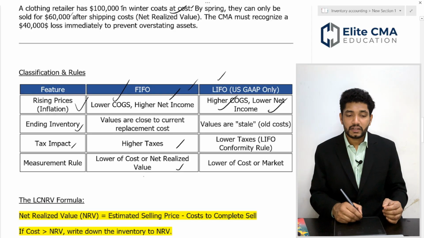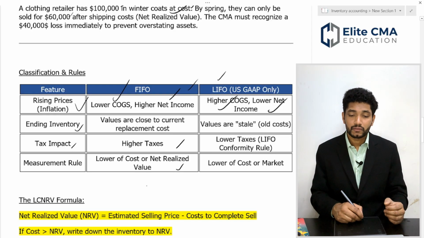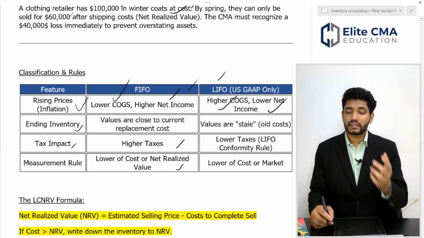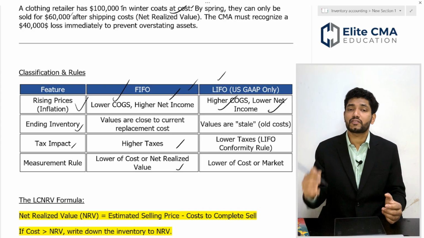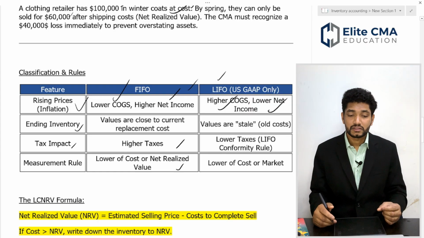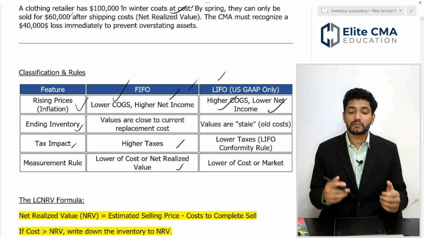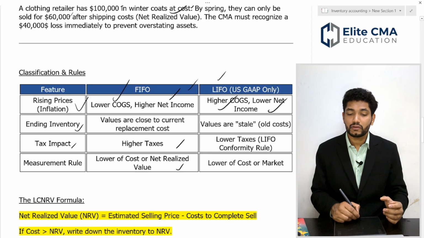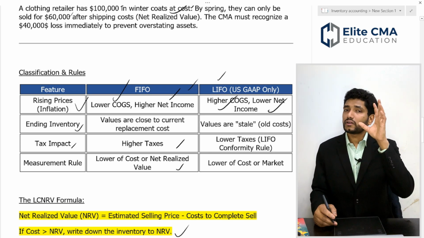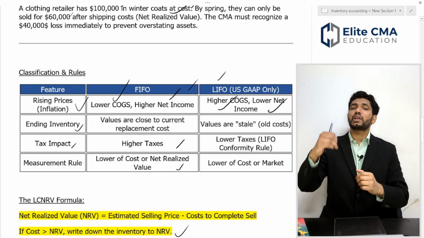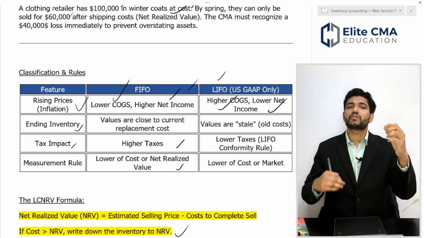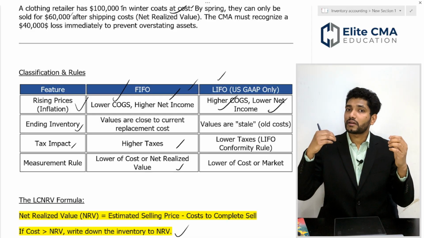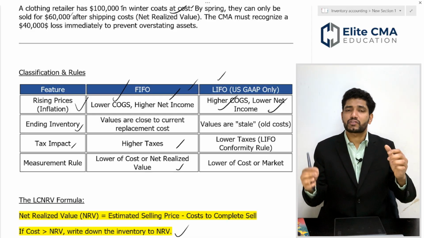Then just a formula for lower of cost or net realizable value. What is net realizable value? Your estimated selling price of the material minus the cost you are expecting to incur to complete that sale, that is your net realizable value. If your cost is greater than net realizable value, then you have to write down your inventory to net realizable value. So, when it comes to inventory valuation, you have to compare your cost with your net realizable value or your market price, and you have to take only the lowest.